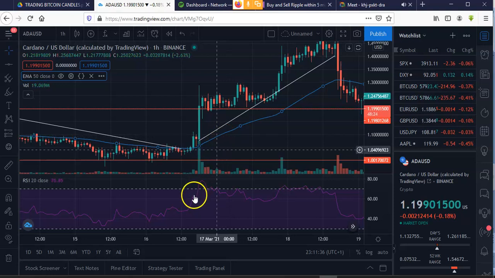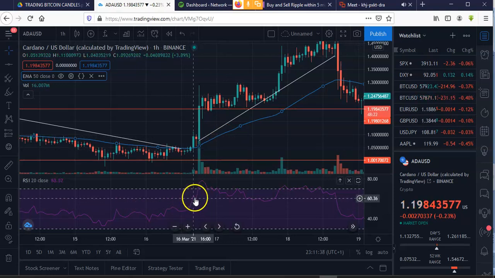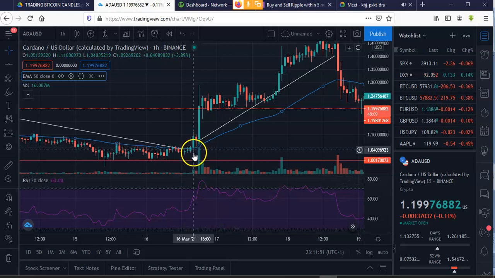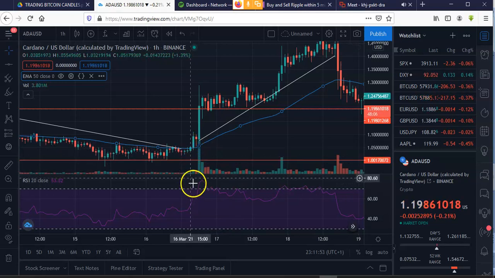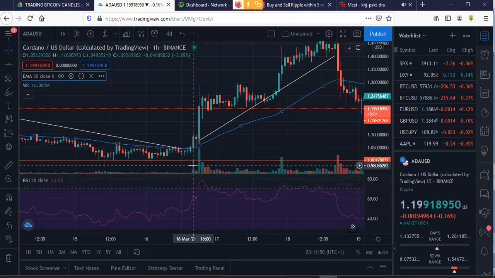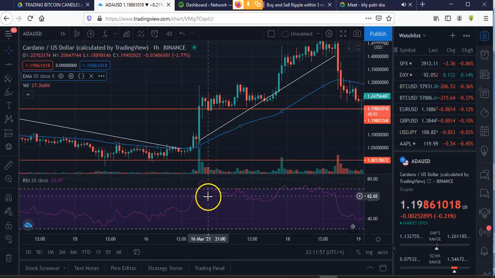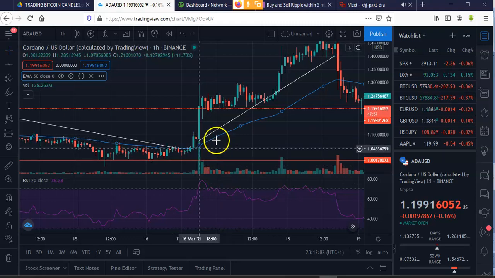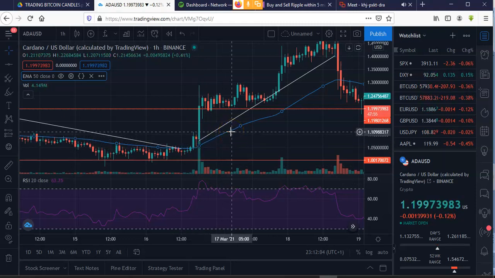Okay, so if you can see that, let me just use the RSI. Okay, you can see that the RSI at this point was approaching the overbought region. So in that case I'm not going to use the RSI because I have gotten two confirmations, one from price action and secondly from the exponential moving average.